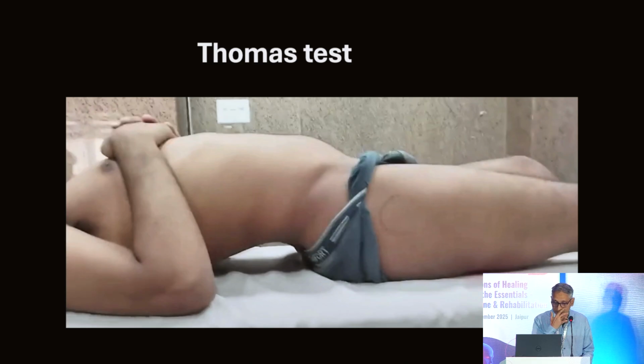So how to do this? You make the patient lie on the couch. Then what to do? You should insinuate your hand, with the palm facing up or palm facing down. Which way can you do it? Some examiners like it with the palm facing up, so you do it like that. Some like it with the palm facing down. So both ways you can do.